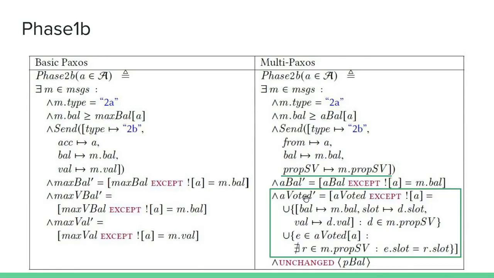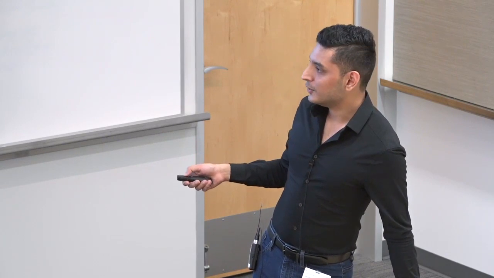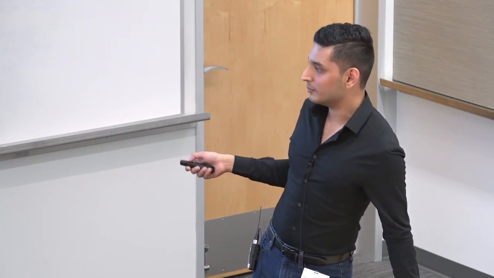And finally, that should be phase 2B. For phase 2B, again, it's the same as phase 1B, but instead of replying with just the ballot and value, you reply with the whole set. And instead of keeping just two values, you update the whole set.